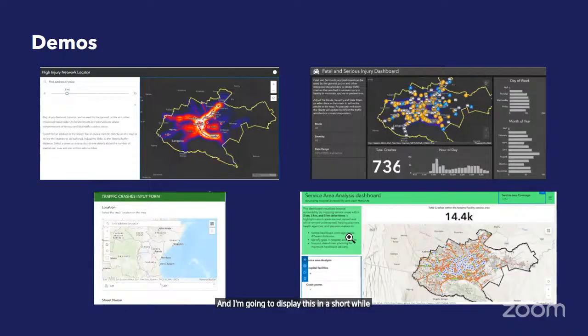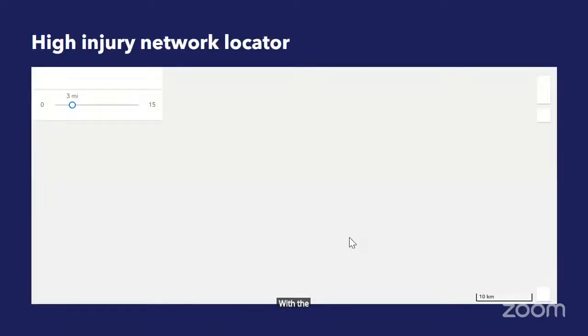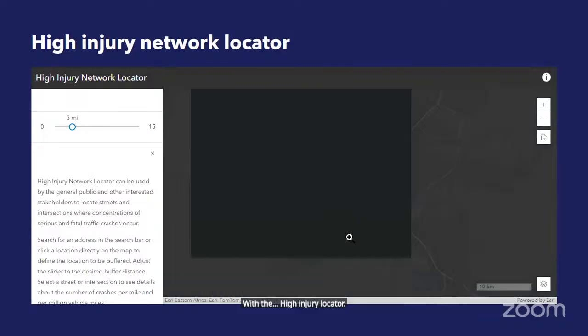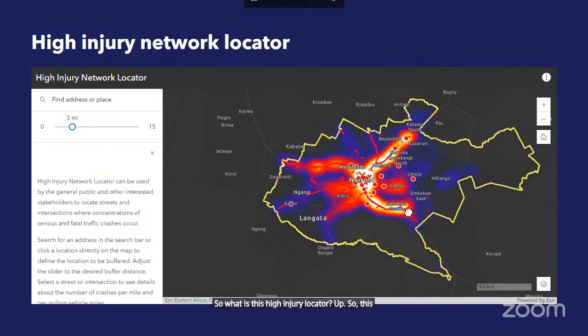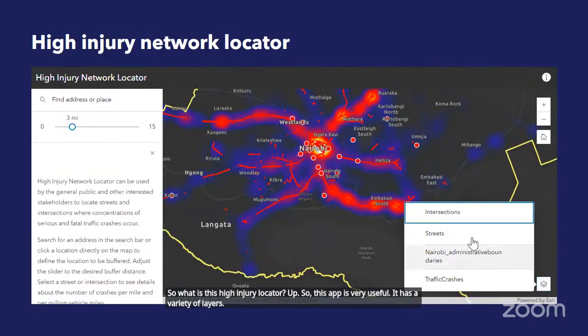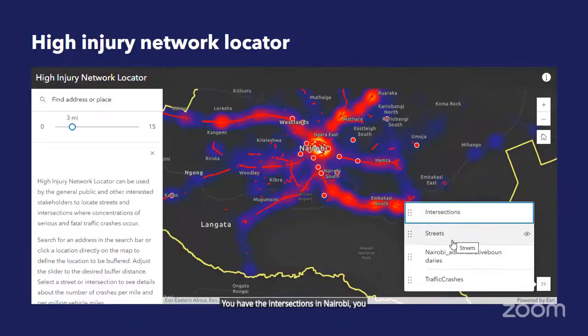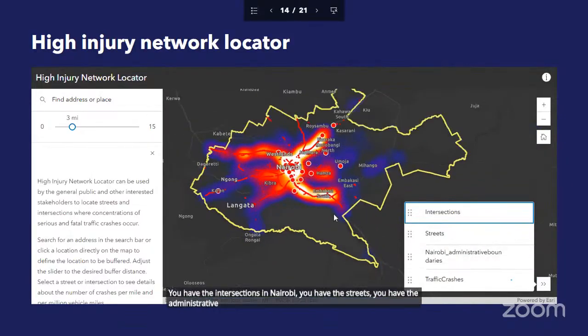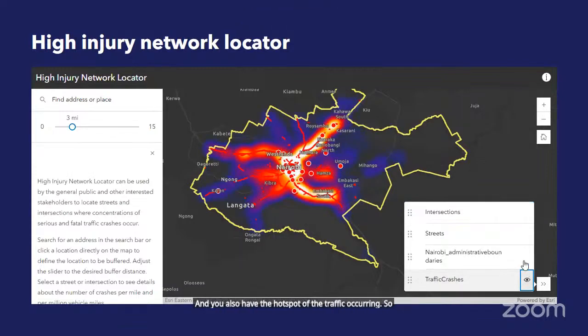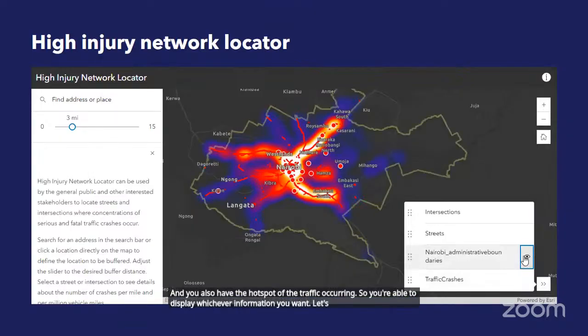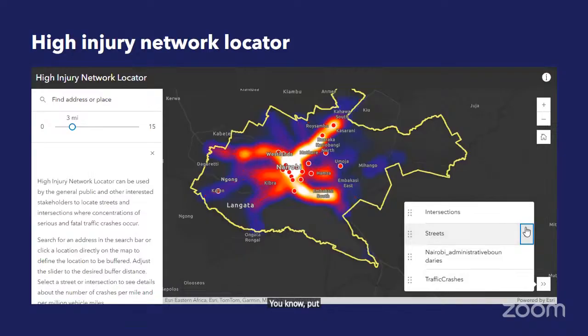So I'm going to begin with the high injury locator. So what is this high injury locator app? This app is very useful. It has a variety of layers. You have the intersections in Nairobi, you have the streets, you have the administrative boundaries as highlighted, and you also have the hotspot of the traffic occurring. So you're able to display whichever information you want. Let's say you don't want to see the boundary, you can always put it on and off, and that just shows the beauty of GIS. So let me put everything on and then demonstrate a bit of how this app operates.